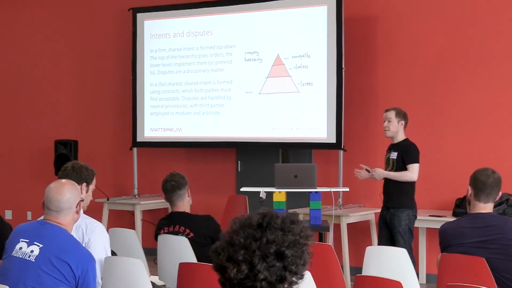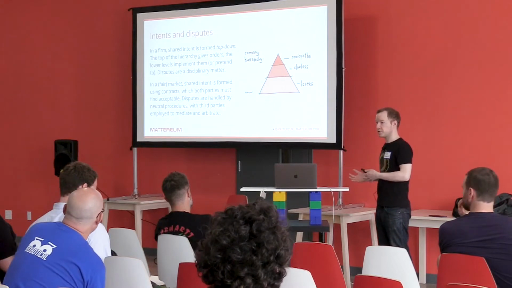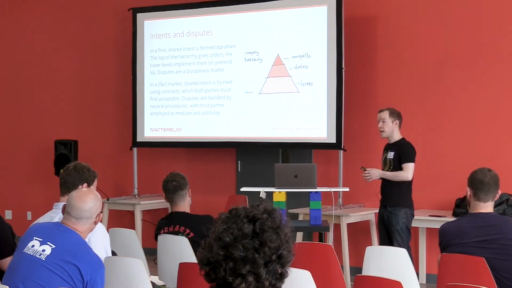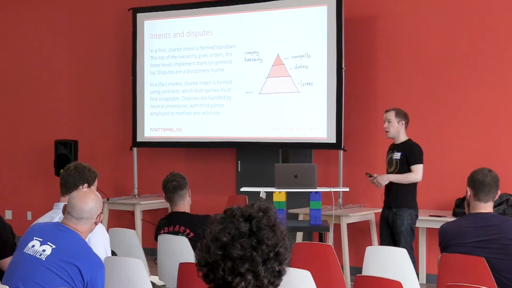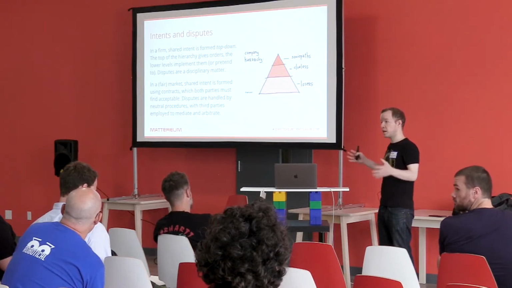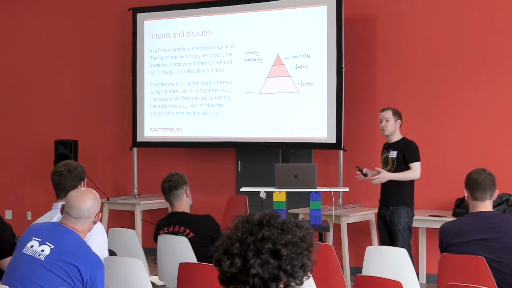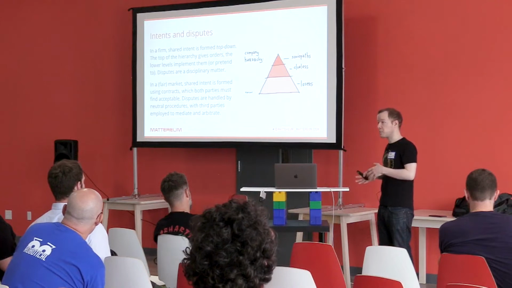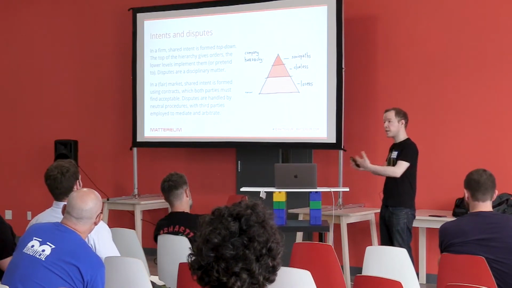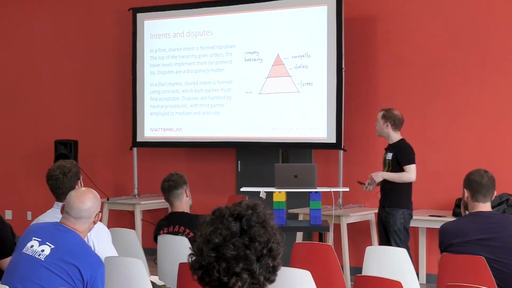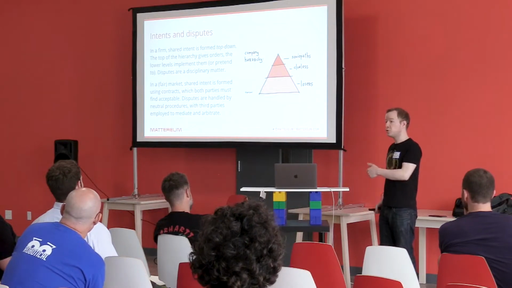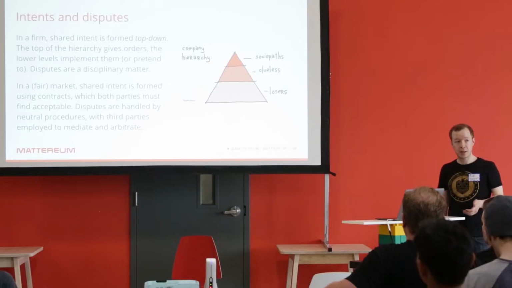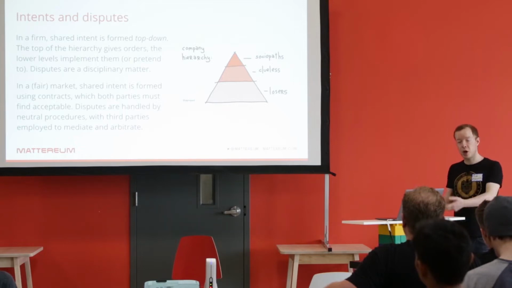In a market, or at least in a fair market where there aren't major imbalances of power between the participants, everything is a negotiation. You form shared intent by negotiating a contract, and that contract should be one that is acceptable to both parties. Doesn't always work like that, but that's the ideal. And disputes are handled by neutral procedures that are enforced by third parties. So if you have a contractual dispute, you would take that to a mediator or an arbitrator, or ultimately you might take it to court.